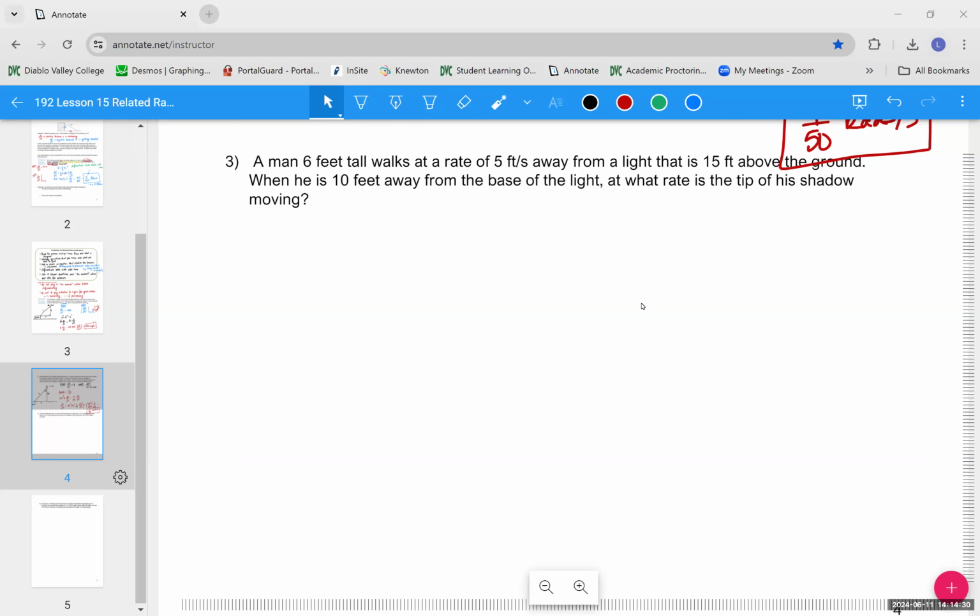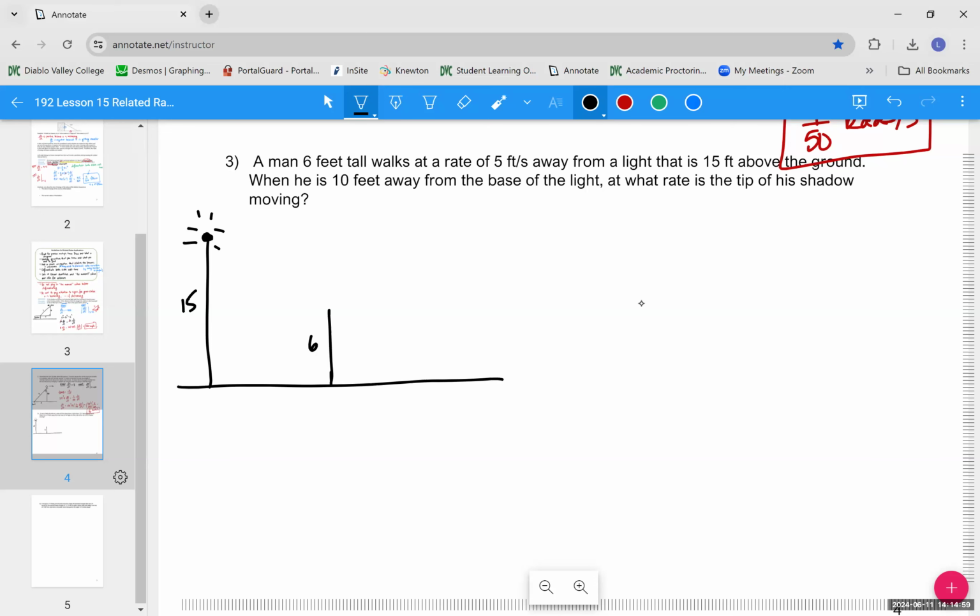Okay, so we have a man who is 6 feet tall, walking at a rate of 5 feet per second away from a light that is 15 feet above the ground. Okay, so we've got to draw this. So I have a light. So the light is up here. And a man, which I'm still just going to use a line.